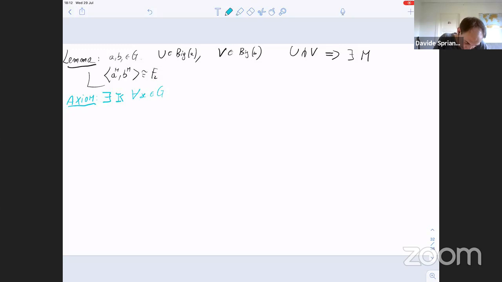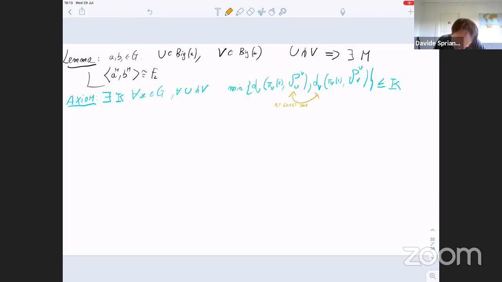so I'm just thinking of elements of G as points of this space. Now I take, for each X in G and for each U and V transverse, the following holds: the minimum between the distance in U of the projection on U of X and the projection on U of V, or the other one, the distance in V between the projection on V of X and the projection on V of U, this minimum is small. So this is to say, at least one of those two is small.